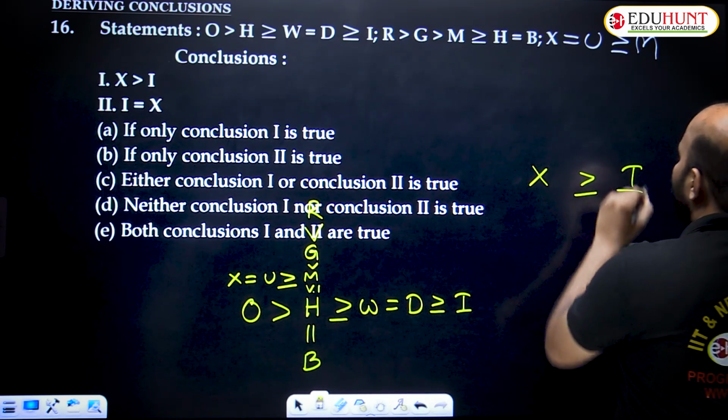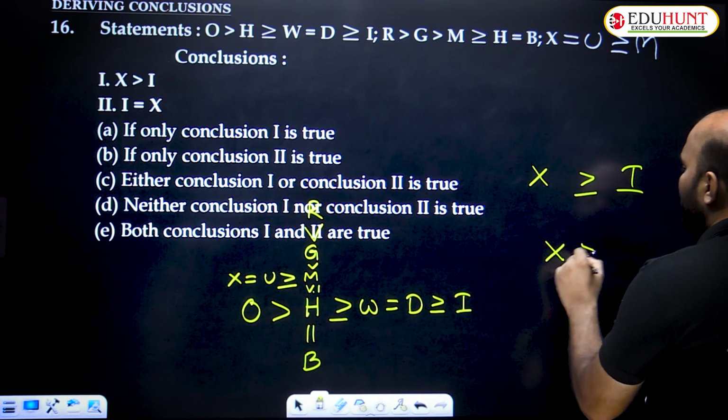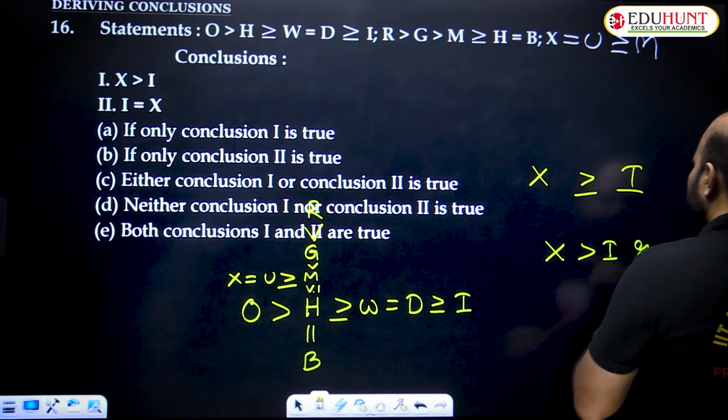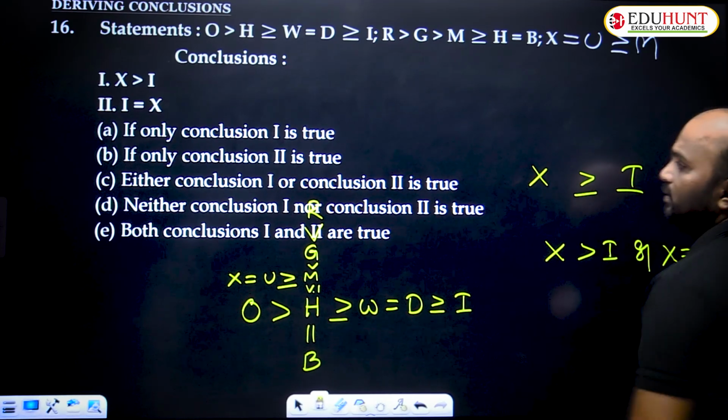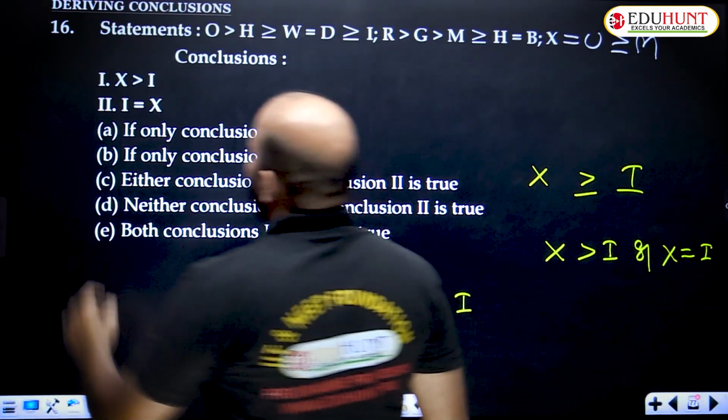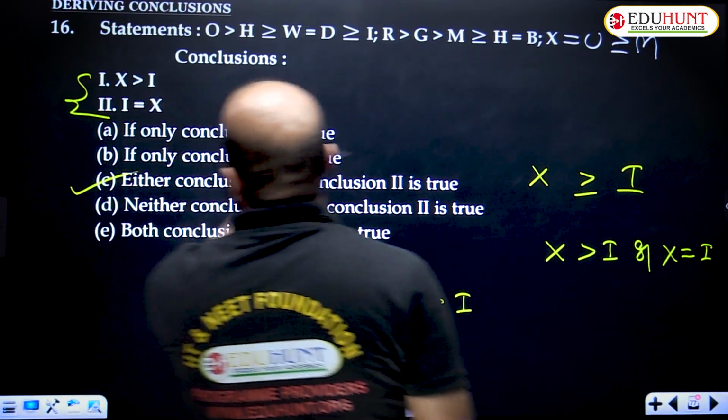X is greater than or equal to I means what? Maybe greater or equal. So it can be written as X is greater than I, or X equals I, or I equals X. Am I clear? So this case is referred to as either-or. So option C is the right answer.